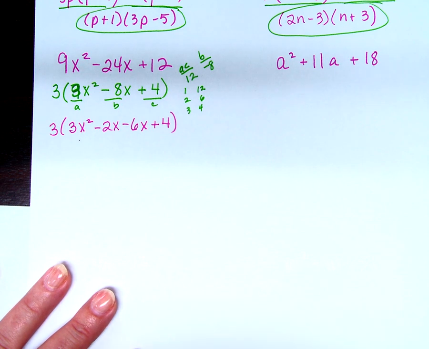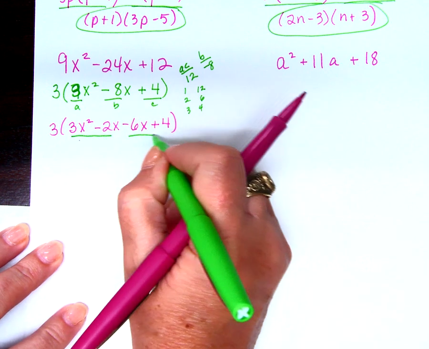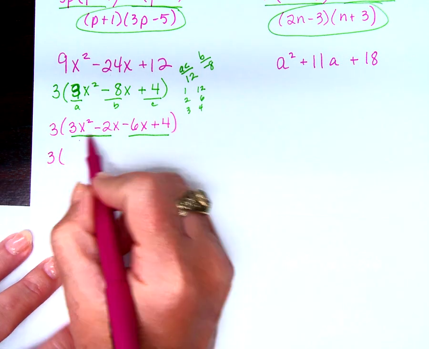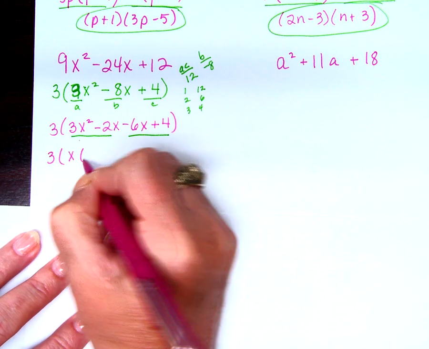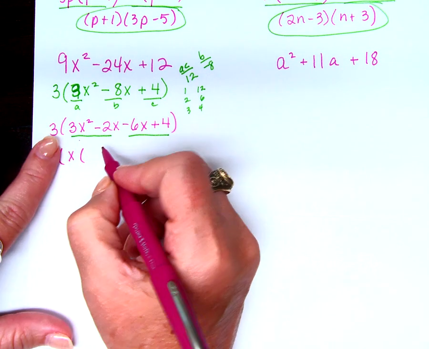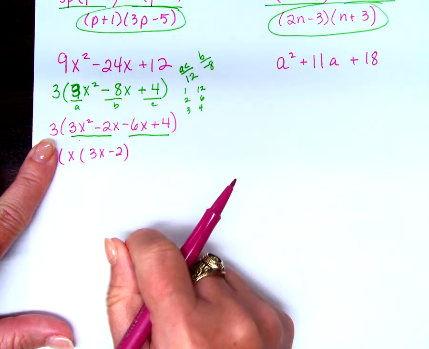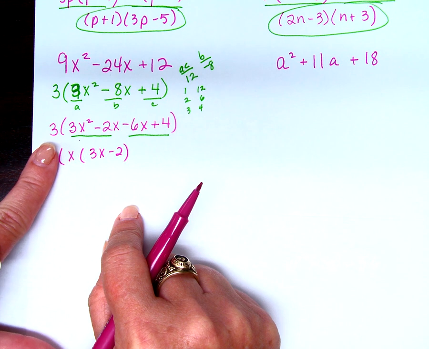Got it? Now I'm just factoring by grouping. Those two and those two. What's common in the first two terms? X. If I factor out an x, what's left? 3x minus 2, right? Is it okay that I covered this 3 up? I just don't want to get distracted by the 3. Are you okay with that?